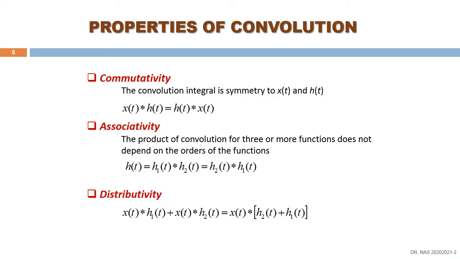This slide shows the properties of convolution. The first is commutativity, in which if you perform convolution of x and h, it is basically equal to h convolved with x(t). The second property is associativity, and the third one is distributivity, and you will see how the block diagram looks like in the next slide.